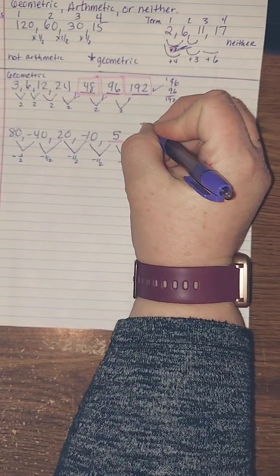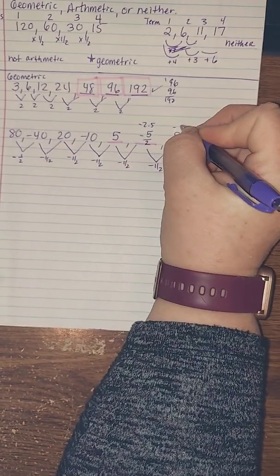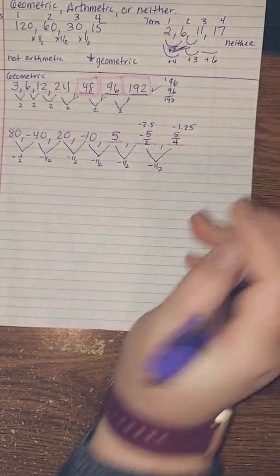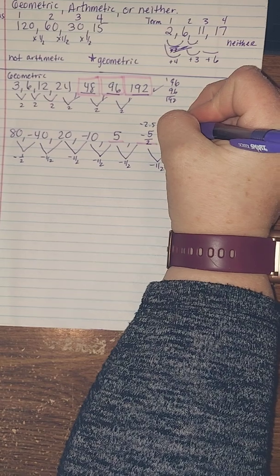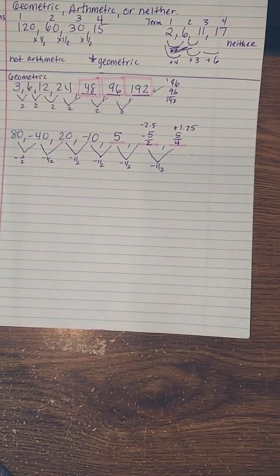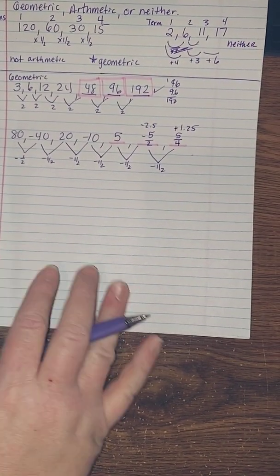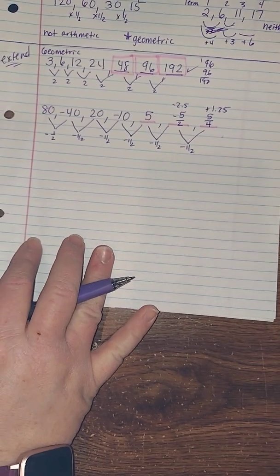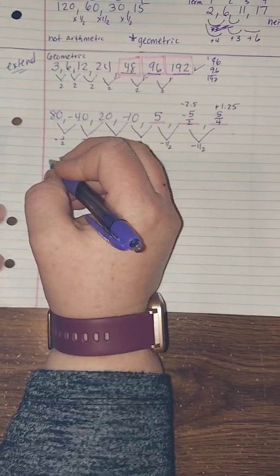Or this would be negative 2.5 and this would be negative 1.25 or positive 1.25. Sorry about that. Okay. After that, we're looking at being able to write the geometric sequence.